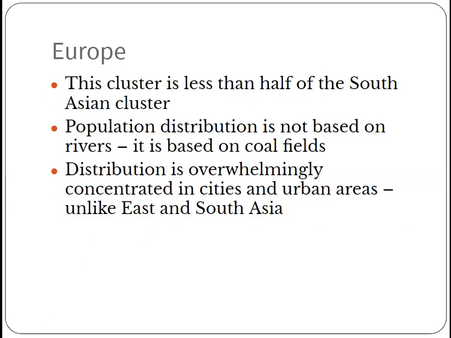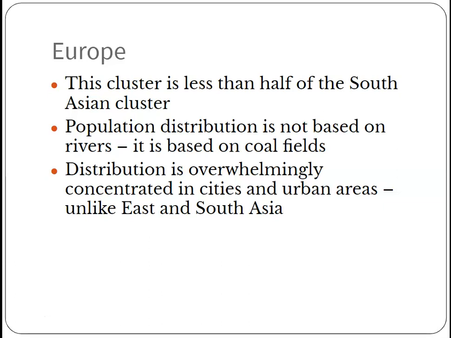And then the third is going to be our European cluster. This cluster is significantly smaller than the other two. It's less than half of the South Asian cluster. And there are a lot of rivers in Europe, right? We talked about multiple rivers in Europe. However, the distribution within Europe is not based on those rivers. Instead, it is based on coal fields.